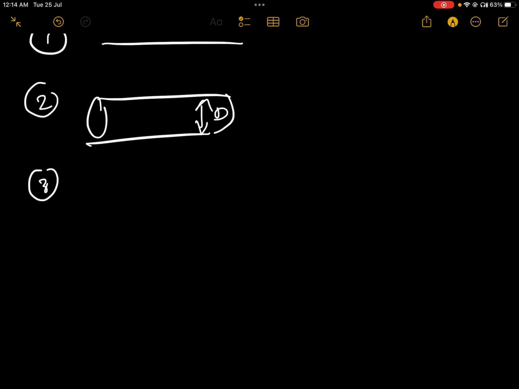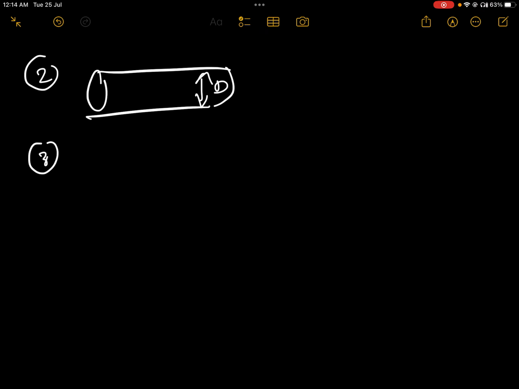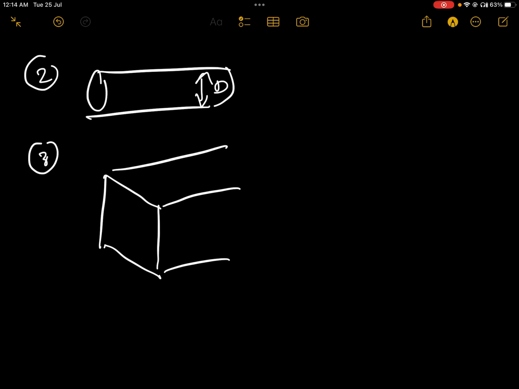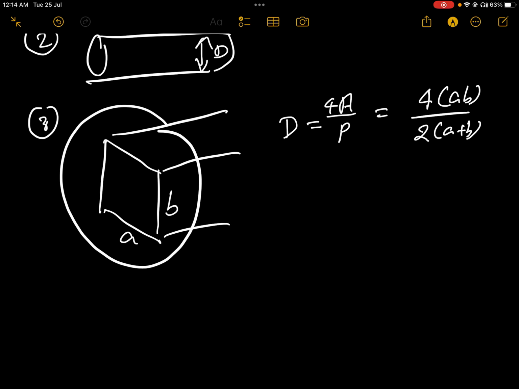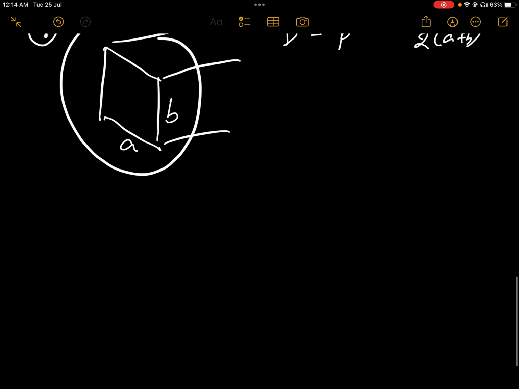For the case of flow through non-circular ducts, let's say we have a square or rectangular duct with dimensions A and B. Its characteristic dimension D will be 4A upon P, that is area over perimeter, which means 4AB upon 2(A plus B).